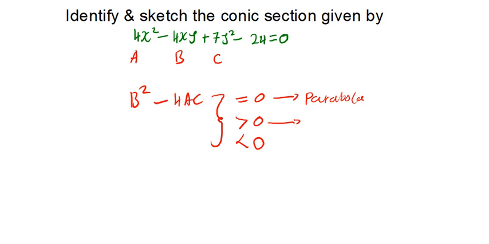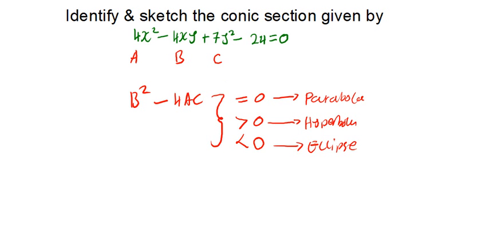Then if it's greater than 0, you are dealing with a hyperbola. If it's less than 0, you are dealing with an ellipse. Whatever we get when we use the discriminant test on this equation is the same conic section that you should get at the end. Because when you rotate, you're going to get the standard equation, and there are times when you get the general equation, and from that you can complete the square and determine the type of conic you're dealing with.